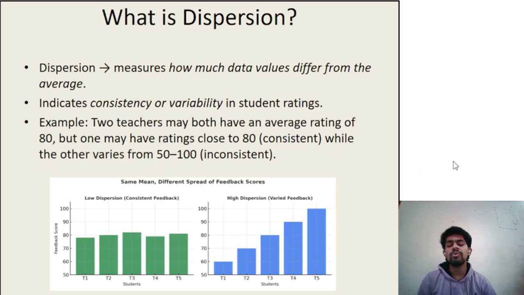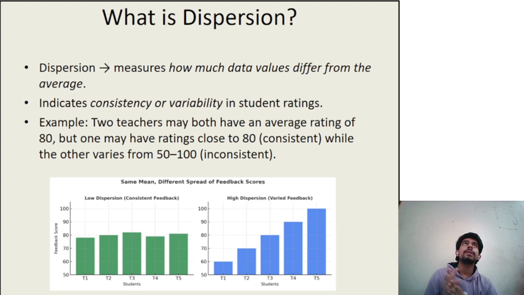What is dispersion? So for understanding the measures for dispersion, we first need to understand what is dispersion. Basically, dispersion measures how much data values differ from the average. Dispersion is the spread from the average. It indicates consistency or variability in students' ratings. So dispersion tells us if the data is variable, if the data is consistent.